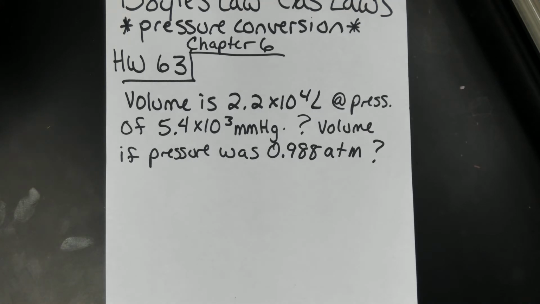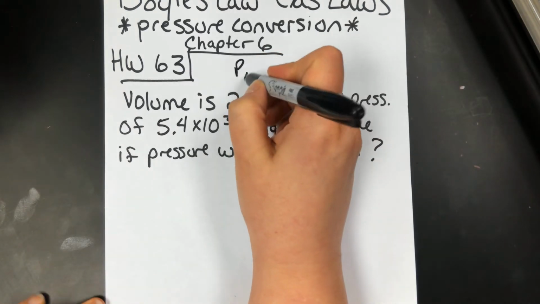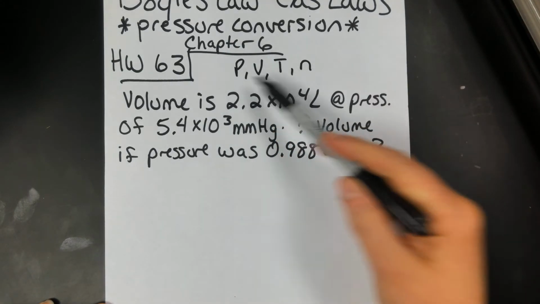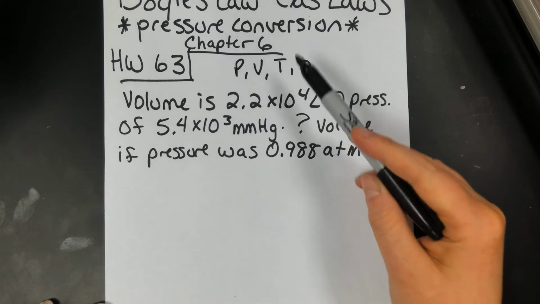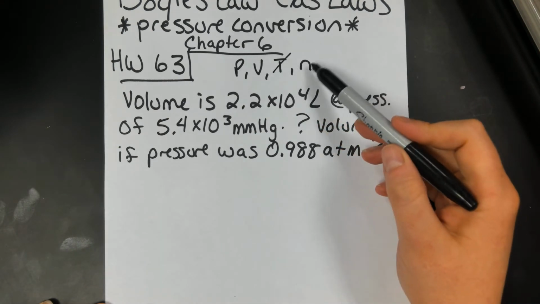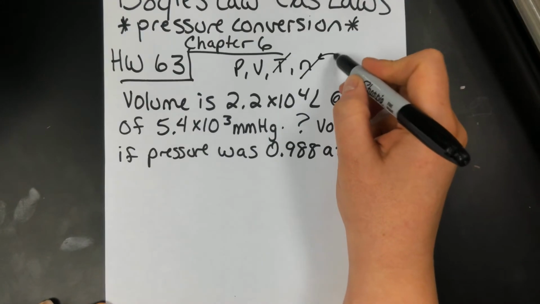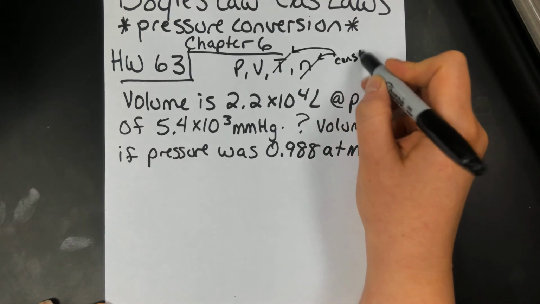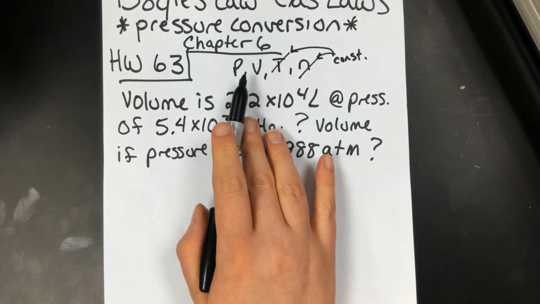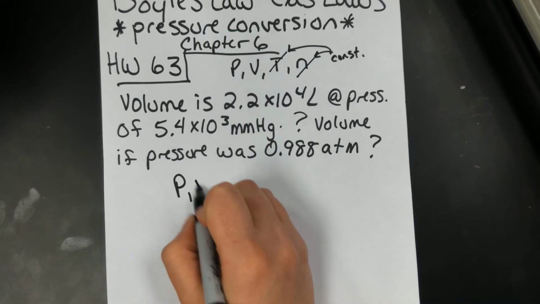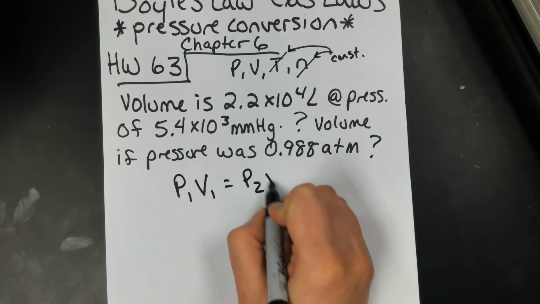So I know that this is a P1 V1 equals P2 V2 problem. How do I know that? Because remember, P, V, T, and N, these are all the things that can vary, right? In this problem, they don't say anything about temperature changing, and they don't say anything about the number of moles changing. So we're assuming that these are kept constant. So what equation do I know that associates P and V together? It's Boyle's law, which is P1 V1 equals P2 V2.